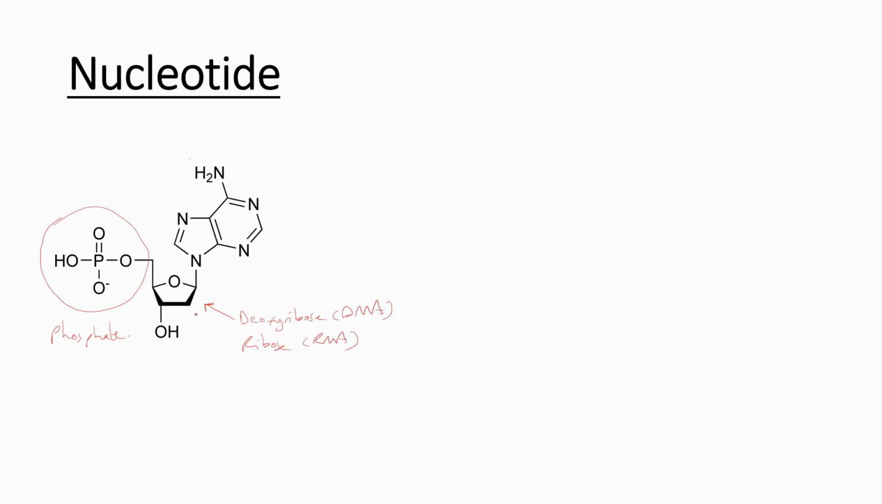And a deoxyribose has a H attached as shown. If it's a ribose sugar, instead of a H, it has an OH. So deoxy means lacking oxygen.